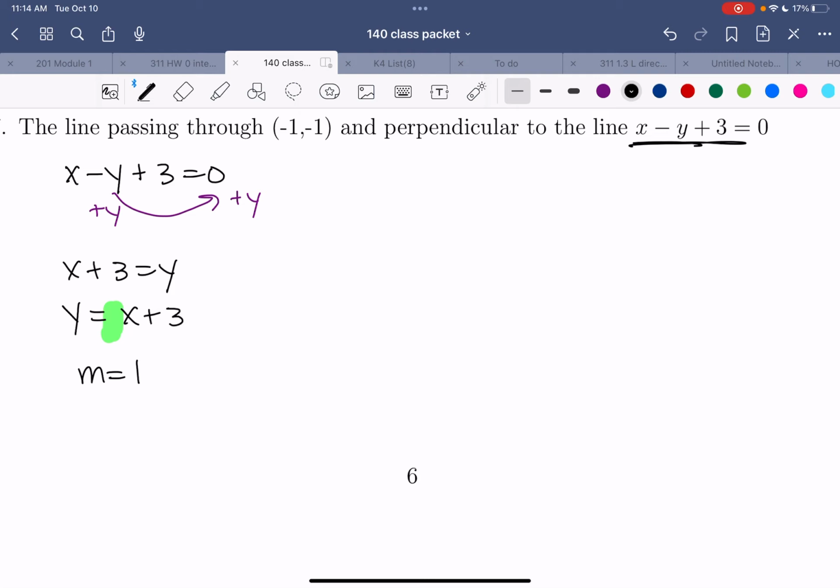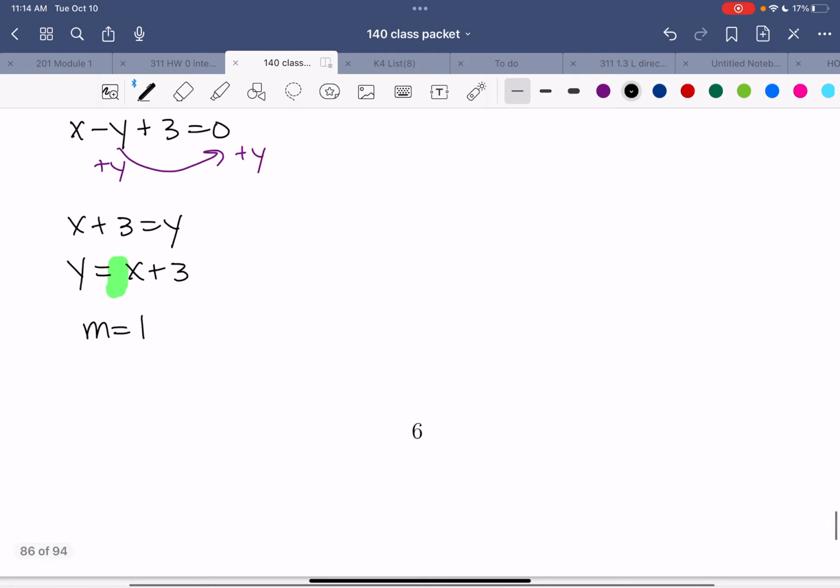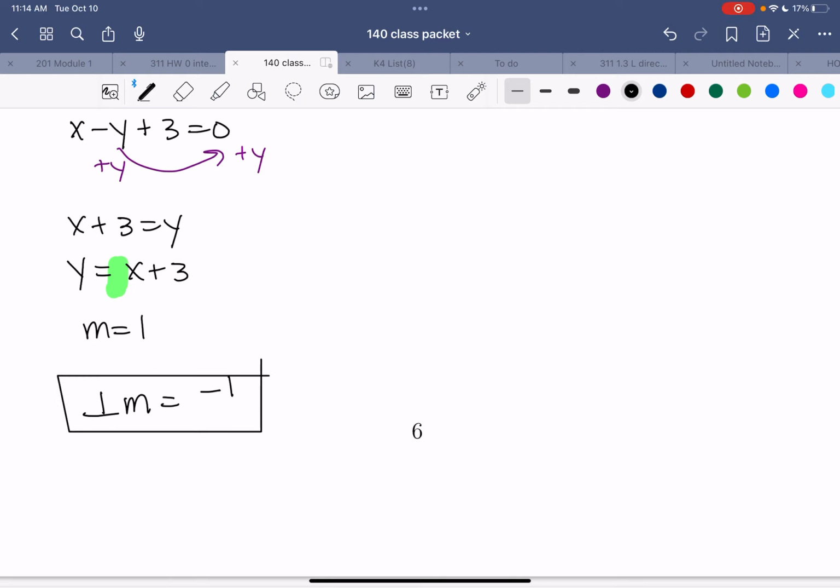But that's that line's slope, and I want to be perpendicular to that line. So for my perpendicular slope, I'm going to change the sign. So I'm going to make it -1, and I'm going to flip it over. 1 over 1 becomes 1 over 1, which is 1. So the slope I'm going to work with is -1.